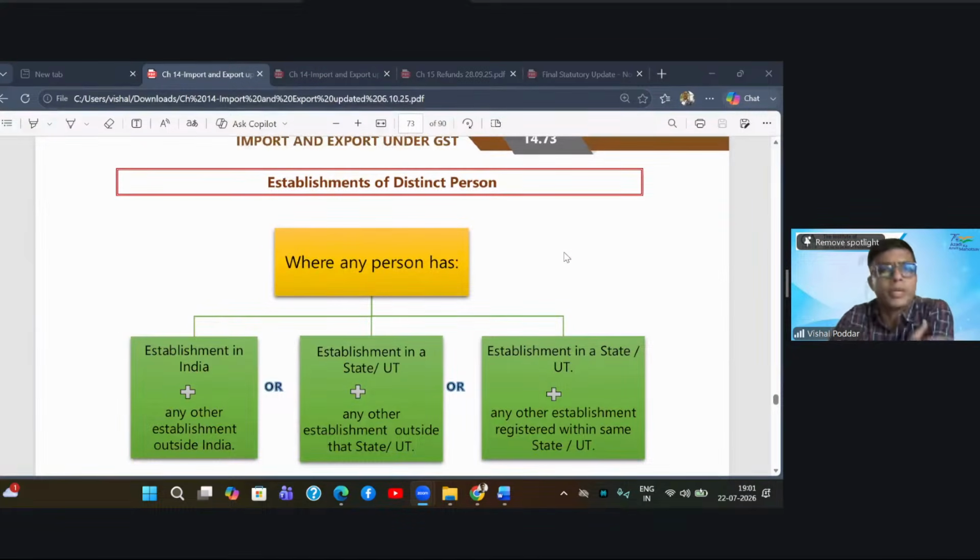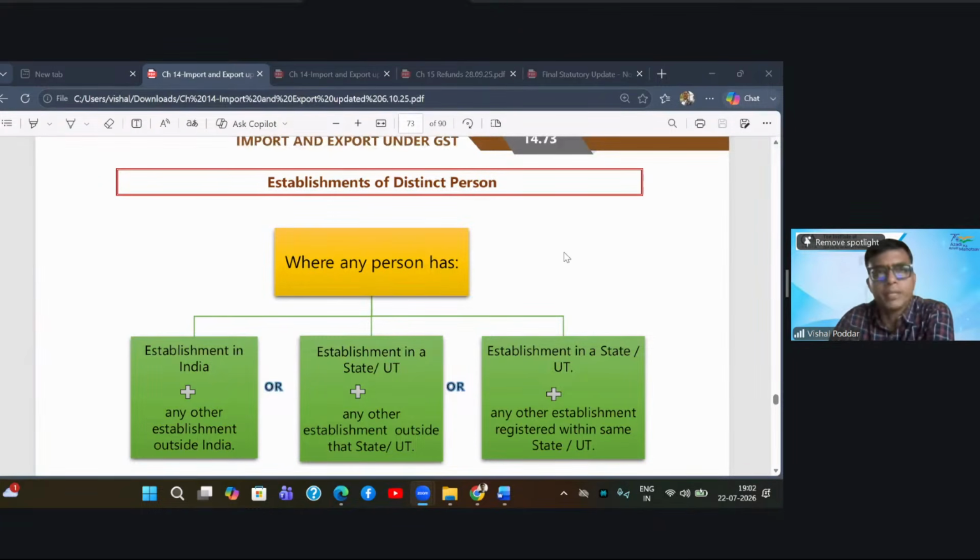Now coming to another point, establishment of distinct person. Now what is this? Students, you would be knowing that where you have multiple places of business within India and you register your places of business which fall under the same PAN, they are said to be distinct persons, correct? So what is a distinct person? A distinct person is that establishment of yours which has a separate GST number but falls under the same PAN.